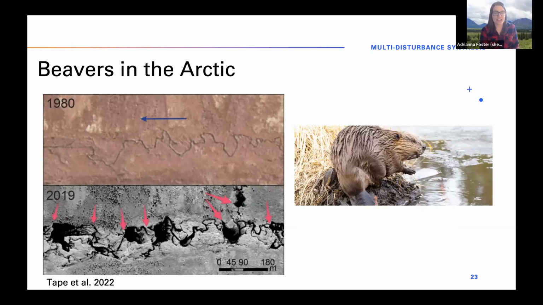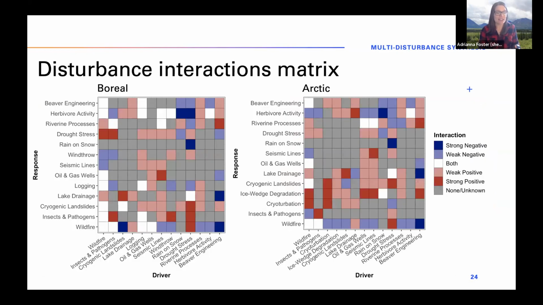And so previously they were considered only a subarctic species, but recent observations show beaver colonization into low Arctic tundra regions of Alaska and Canada. And so increases in surface and groundwater due to beaver dams can thaw the permafrost surrounding and beneath the beaver ponds. And these have the capacity to initiate and affect things like lake formation and drainage, ice wedge degradation, cryogenic landslides, and other thermokarst events. And then beavers have also been shown to prevent fire spread and provide fire refugia. So there are a lot of these really interesting disturbance interactions occurring across all of our groups.